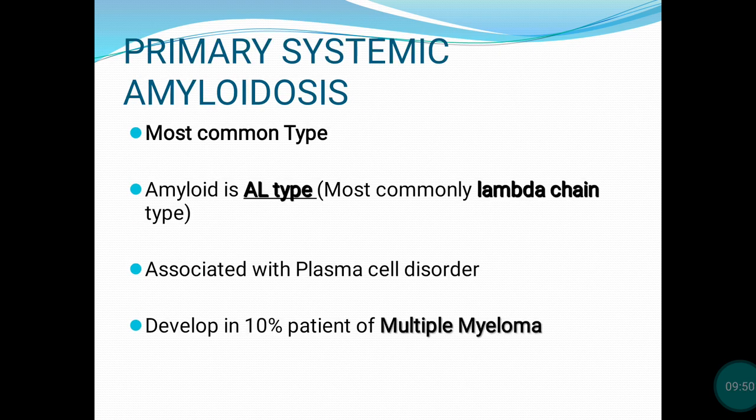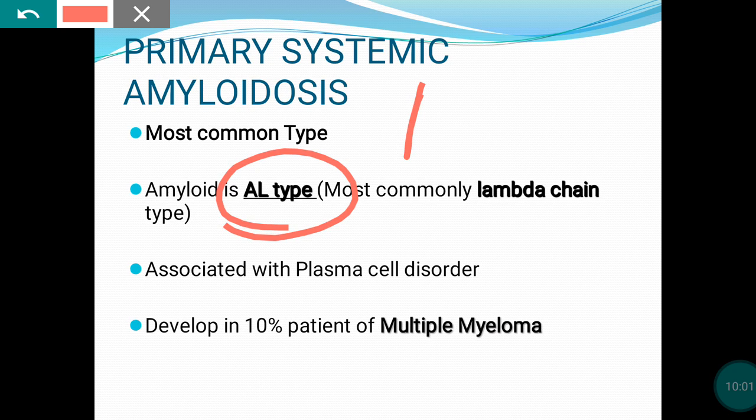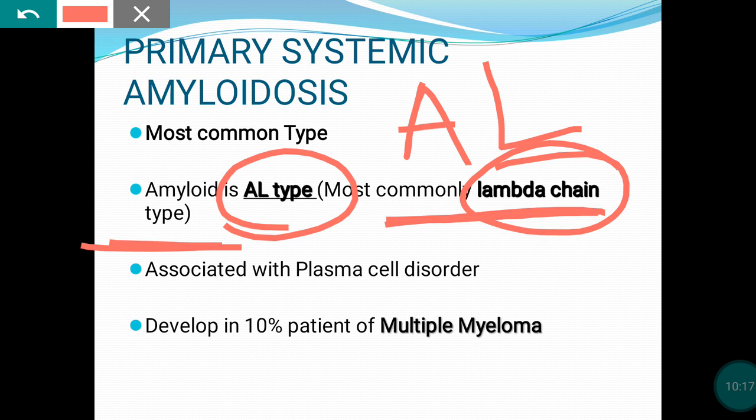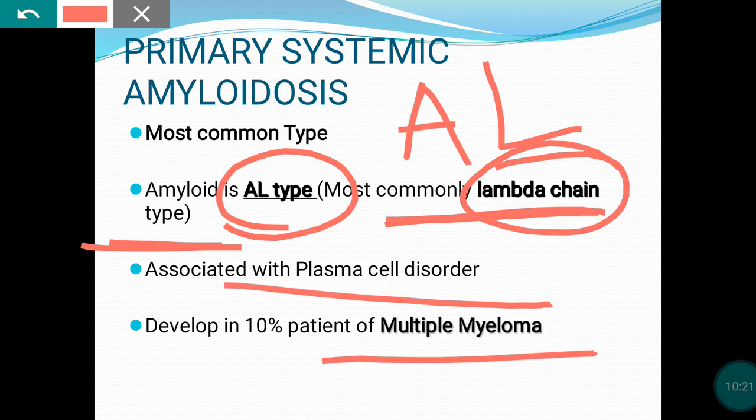Now first, let's start with primary systemic amyloidosis. I have already described the mechanism. That is, it is due to AL amyloid deposition, capital AL, where A stands for amyloid and L stands for light chain. In the multiple myeloma, excessive light chains are produced. Particularly associated is the lambda chain type. The lambda light chain will be increased. Obviously, it is associated with plasma cell disorder like multiple myeloma.